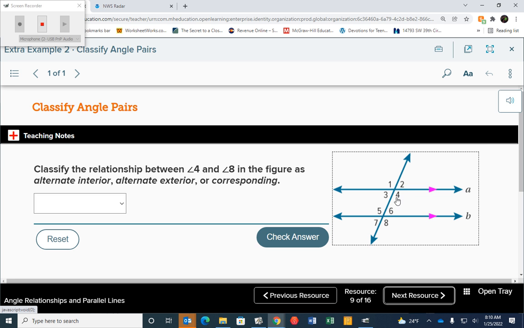Now, what if I said 4 and 3? Okay. Do you think those have the same measure? No. No, but we're going to learn about what those are. Okay. Are we good so far? Okay.